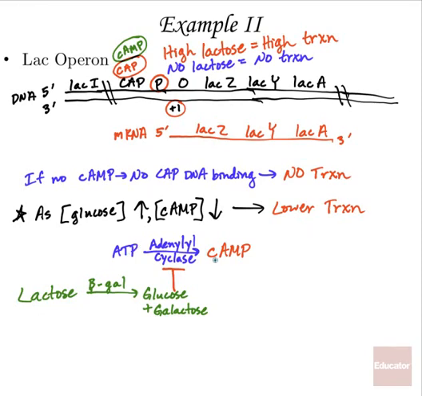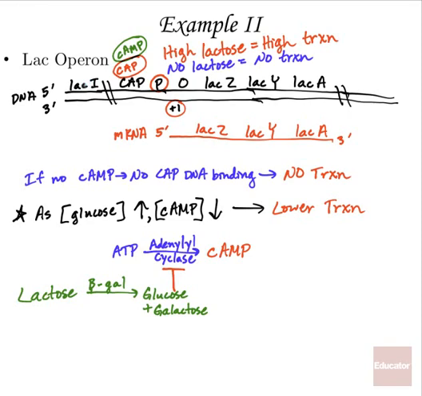So therefore, as glucose concentration goes up, cAMP concentration goes down, and we see that cAMP needs to bind the CAP protein for the CAP protein to bind the DNA sequence, and the CAP protein needs to bind the DNA sequence for transcription to occur. So it's all interrelated, all right? So this is all important.